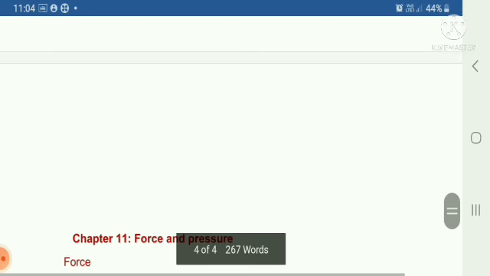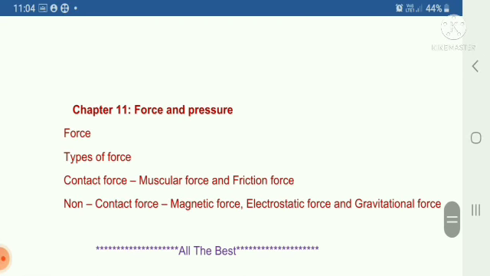Then we will move to chapter 11, force and pressure. In this chapter, you should read what is force. A push or a pull on an object is called force. Okay? Force can change the state of motion, force can change the direction, and force can change the shape of an object. Okay?